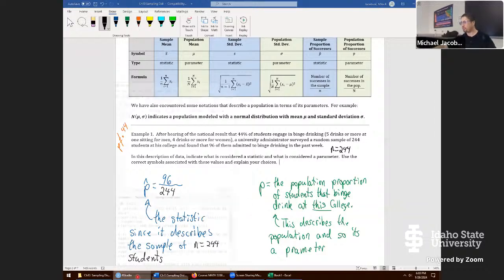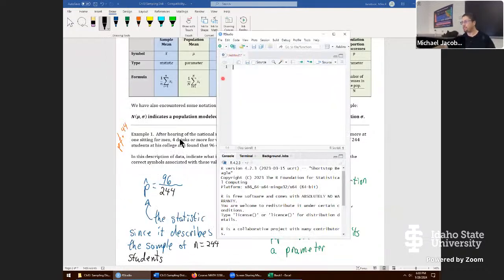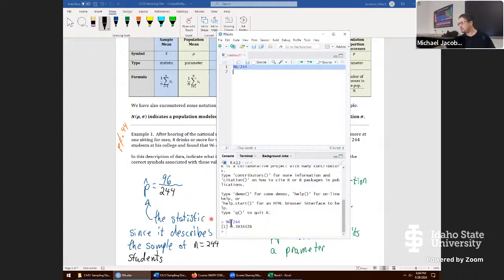Now let's take a peek at what this statistic evaluates at. It was 96 divided by 244. So it's about 39%. Now, a university administrator might see that and say, huzzah, we're doing really good. Our students are very, very responsible. Look at that. They're below the national percentage of 44%.